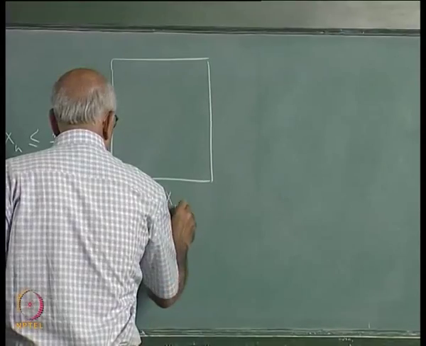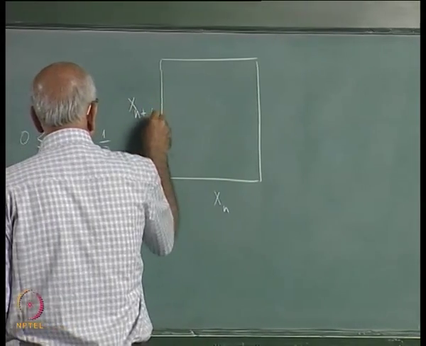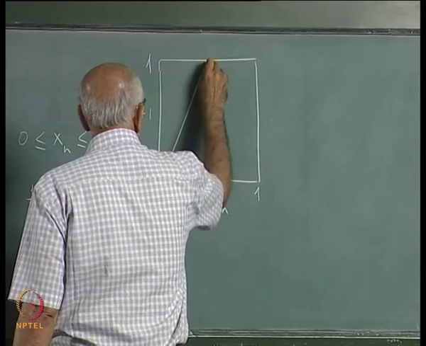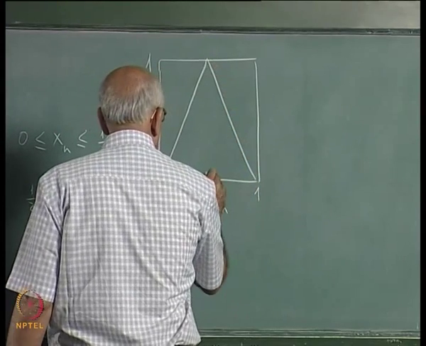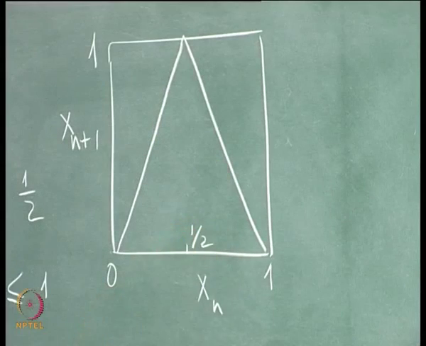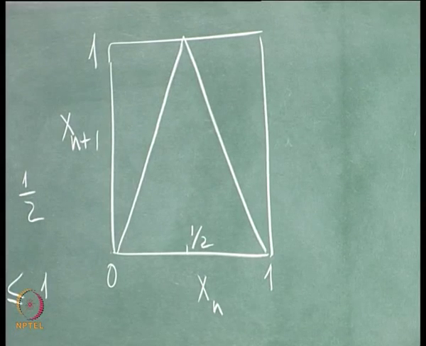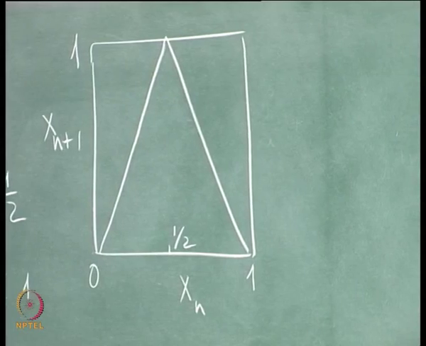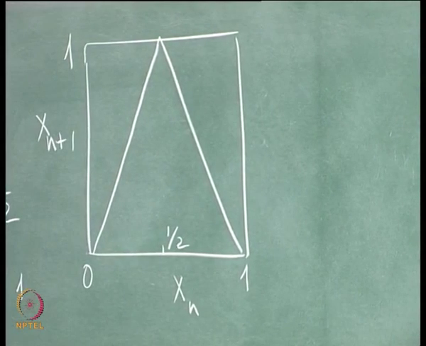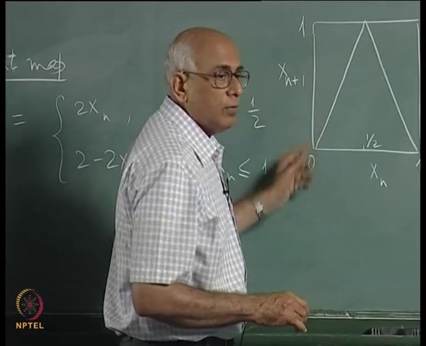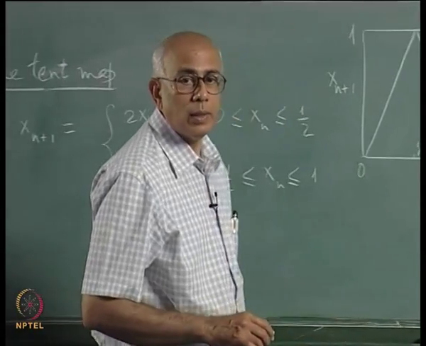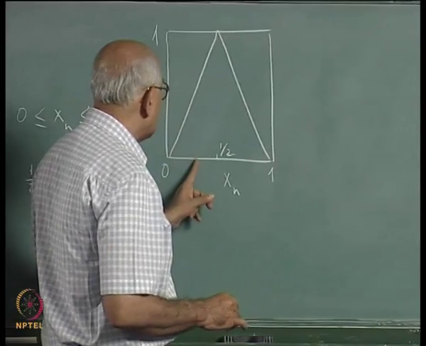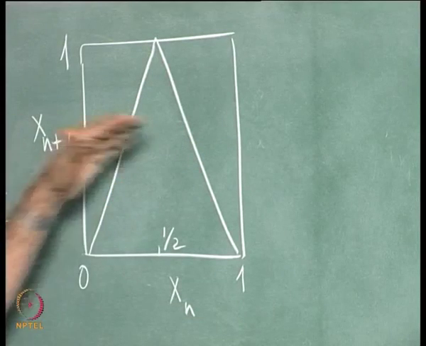So here we have x_n and then x_{n+1}, and it is 0 to 1 on both sides, and this goes up there and comes down here at a point half. The map changes slope from plus 2 to minus 2. Again, it is an onto map of the interval, no point is left uncovered. It is not 1 to 1 because it is clear the map is not invertible. For every value of x_n there is a unique x_{n+1}, but the converse is not true.